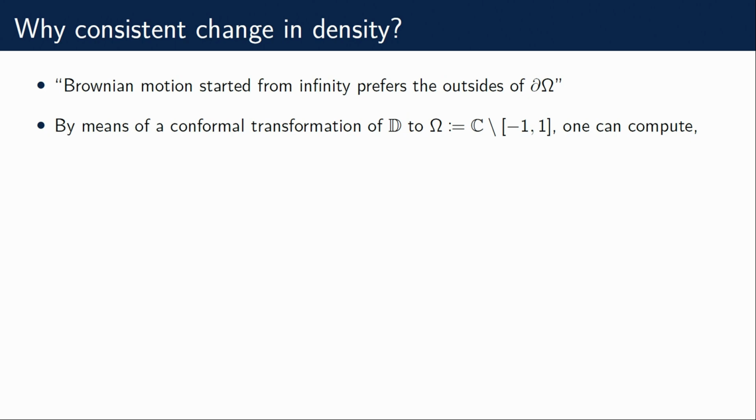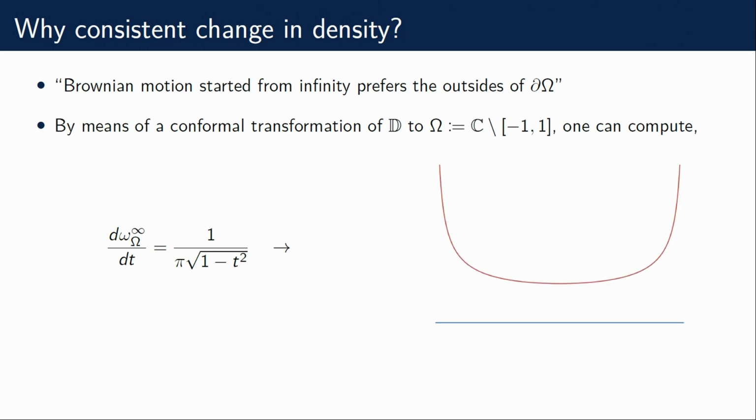By means of a conformal transformation from the unit disk to this domain, you can compute harmonic measure on the boundary of the domain explicitly. It's absolutely continuous with respect to arc length on the segment, and it has a density described by 1 over root 1 minus t squared. So the density looks something like this. Here in blue is the line segment, which is the boundary of the domain, and red above is the density of harmonic measure with respect to surface measure. You can see that the density blows up near -1 and 1, the edges of the segment.